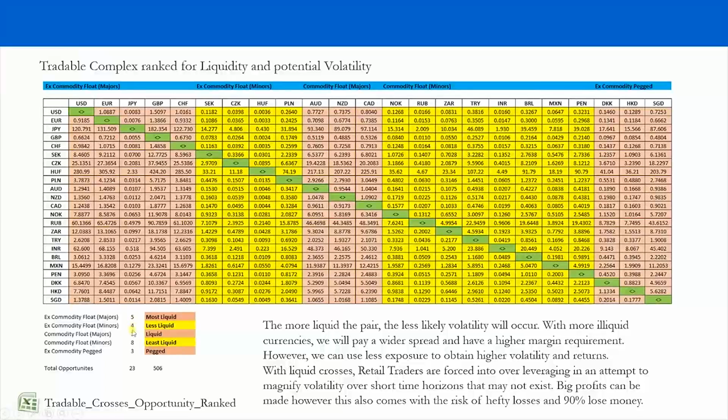What we've got here is a breakdown of the classifications that we've applied. So we've got ex-commodity float majors, 5 in total. Ex-commodity float minors, 4 in total. Commodity float majors, 3 in total. Commodity float minors, 8 in total. Ex-commodity pegged, 3 in total. Total opportunities equal 23, but debatable because of the commodity pegged situation. Total opportunities 23, gross net 20, and all of these currencies, in theory, can all be traded against each other.